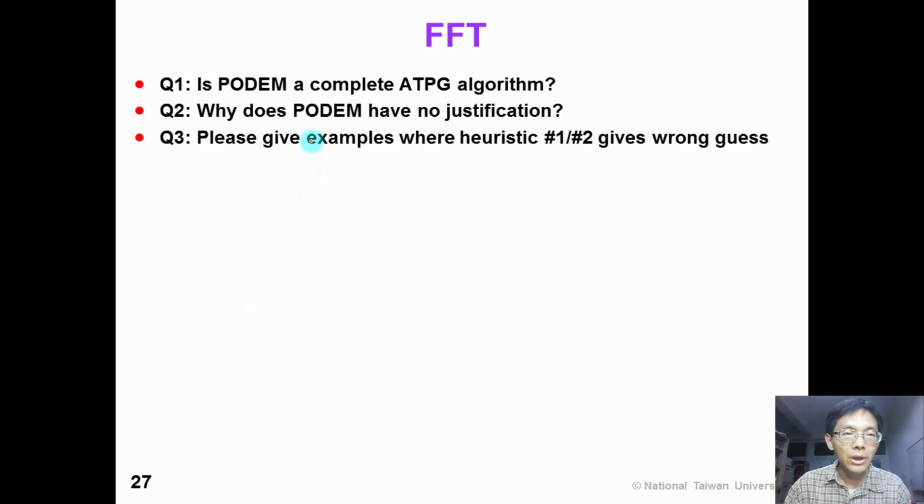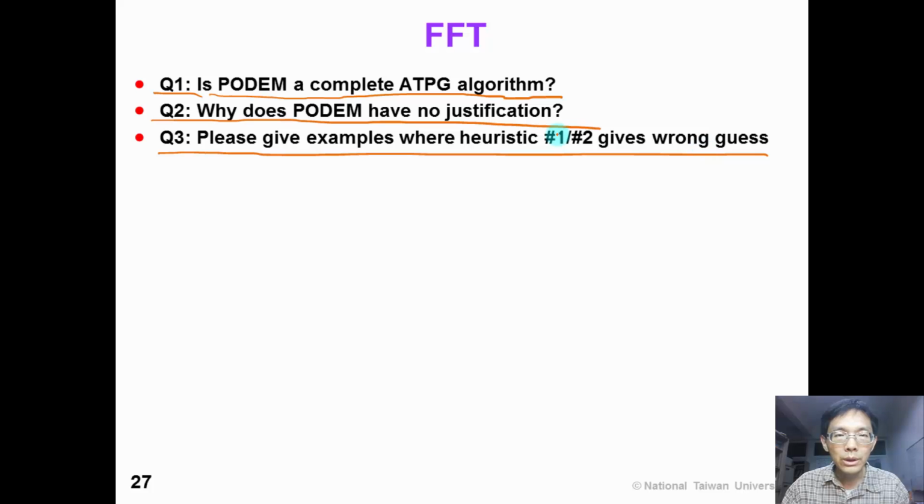At the end of this chapter, we want to raise some FFT for you to think about. Question number 1. Is the PODEM algorithm a complete ATPG algorithm? That means, are we guaranteed to find a test if it exists? Question number 2. Why does PODEM have no justification? Question number 3. We have already shown an example where heuristic number 3 fails. Can you give me some more examples where heuristic number 1 and number 2 fail?